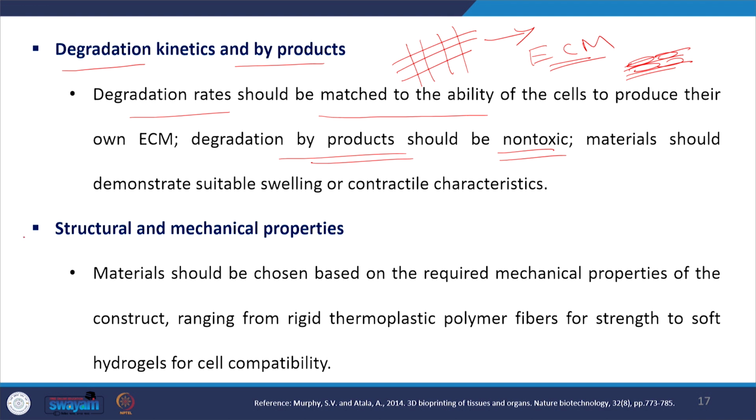The fourth one is structural and mechanical properties of the material. The material should be selected based on the required mechanical properties. Depending on the organ or tissue which you want to print, you have to select the correct material. For example, we can select thermoplastic polymer fibers if you want a strong material, and we can use soft hydrogel if you want to make soft tissue. The soft hydrogels will provide better cell compatibility. So, it depends on your final application, you have to select the correct material with the correct mechanical properties.